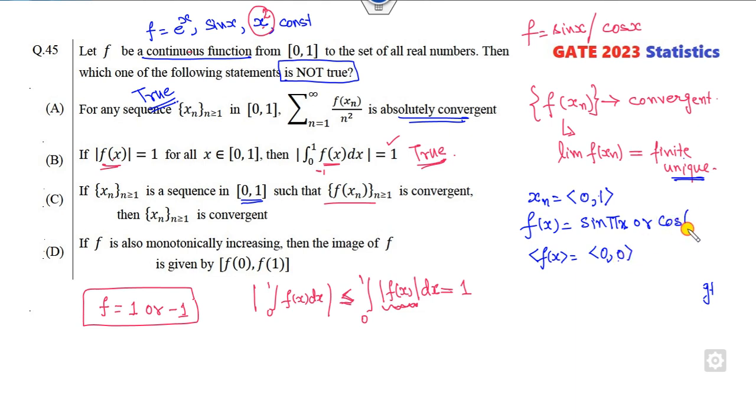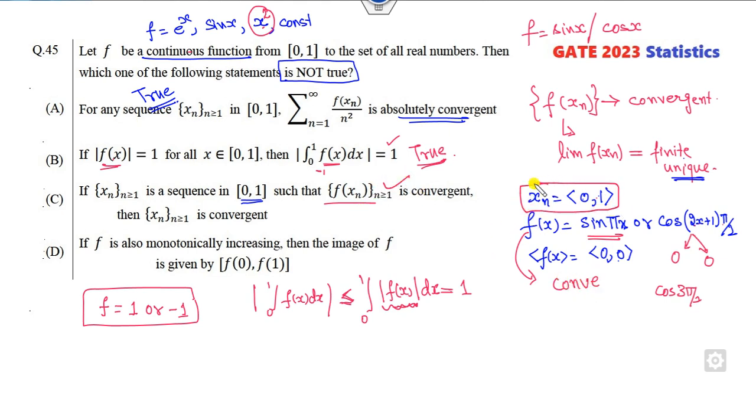Or you can consider this as cos of (2x plus 1) pi by 2. What is the answer of this? Again, can you get a unique answer? When x is 0, cos pi by 2 is 0. When x is 1, it's cos 3 pi by 2. Again, it's 0. So you can see this is convergent. Fine, so this property is satisfied.